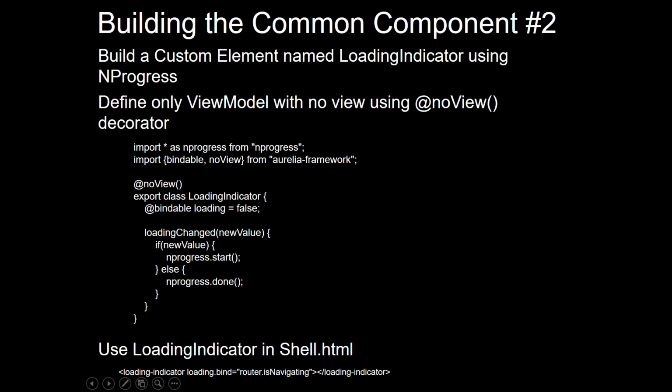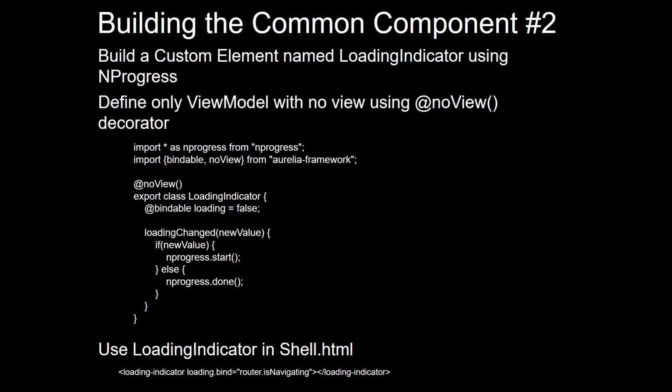So the NProgress library is installed. Now we're going to build the custom element named loading indicator. Like I said, there are some conventions. You could say loading indicator custom element, but we've talked about it many times. In Aurelia, everything is a component. If you don't give any convention, by default it is going to treat that as a custom element.